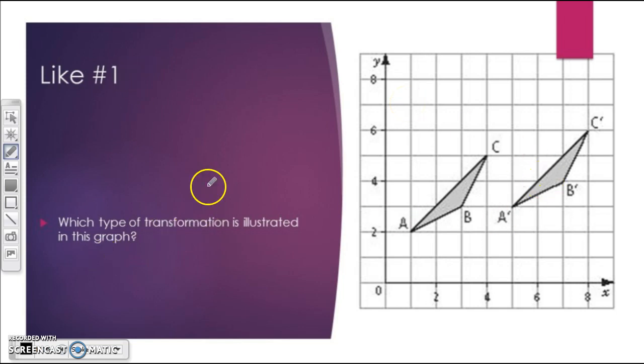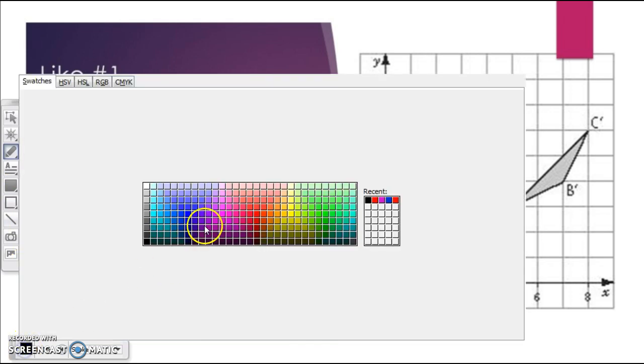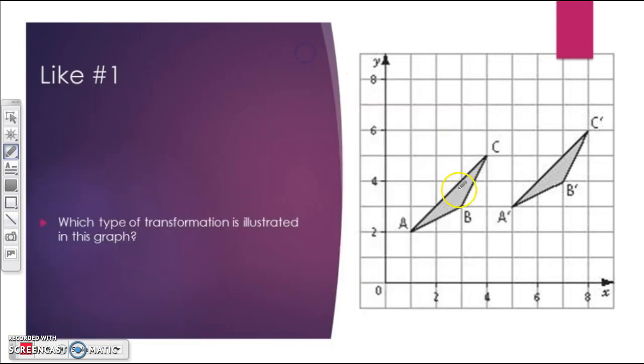All right, this is like number 1 on your quiz. Which type of transformation is illustrated in this graph? Well, we can see that this pre-image, this ABC on the left, has been shifted 1, 2, 3, 4 units to the right and up 1. So right 4 and up 1. We can tell that it's a slide or a translation.